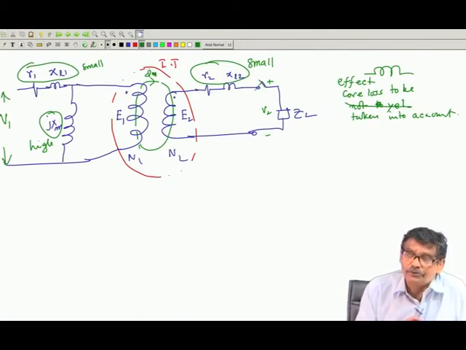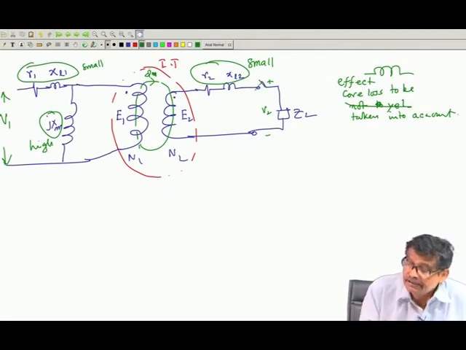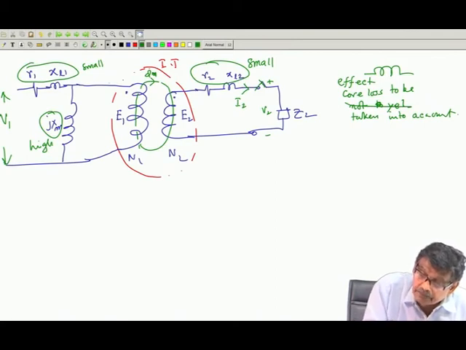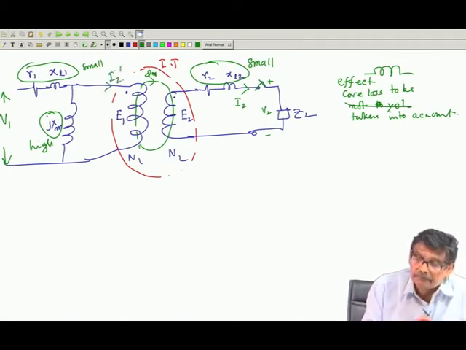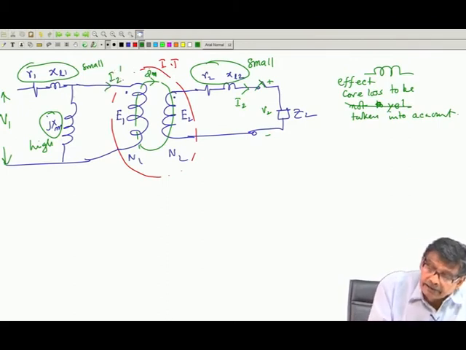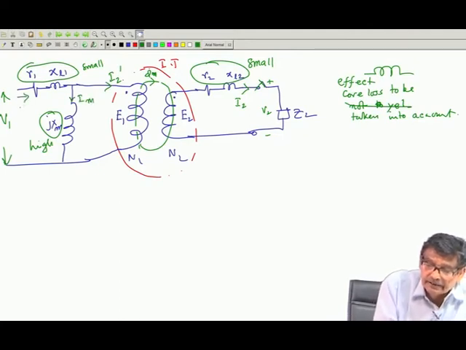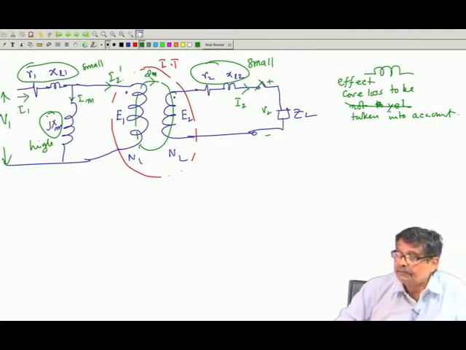Suppose S 2 is closed, what will be the thing? There will be some current I 2 here. The moment I 2 flows through the secondary of the ideal transformer, I 2 dash will flow through the primary of the ideal transformer, and this current is I m and this current is I 1. That is what is going to happen.